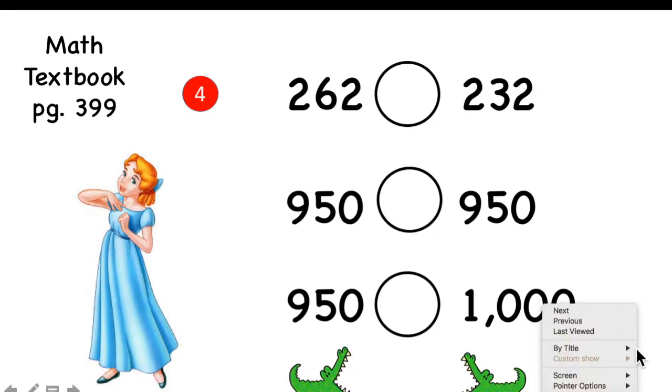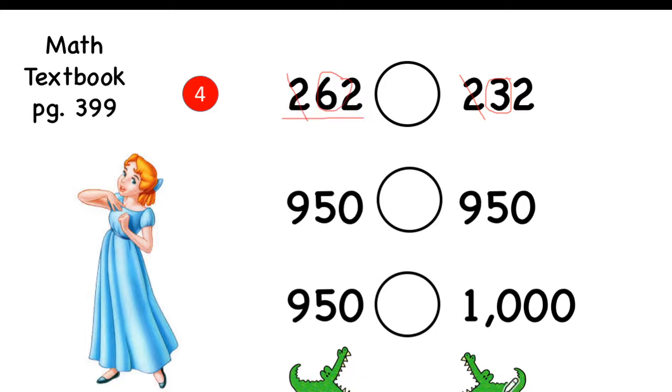262 and 232. The hundreds digits are the same. We cannot use them. That means what? That means that we will use the tens digits, 6 and 3. So which one of these is greater? 6 or 3? 6 is greater, so this number is greater.